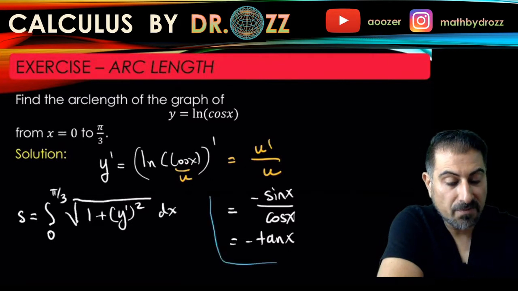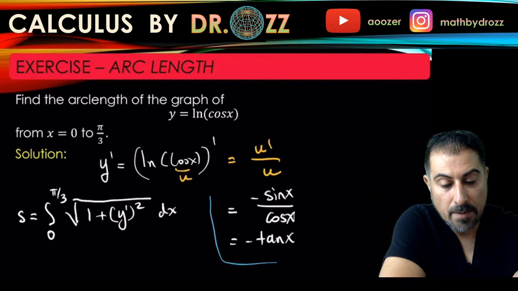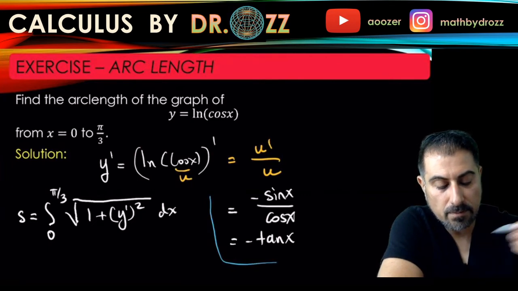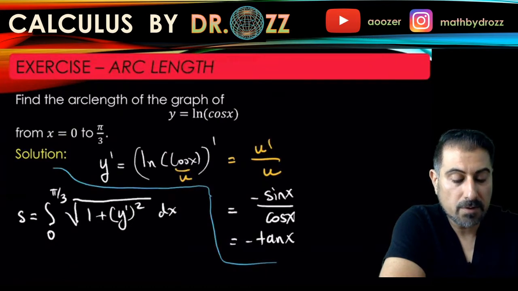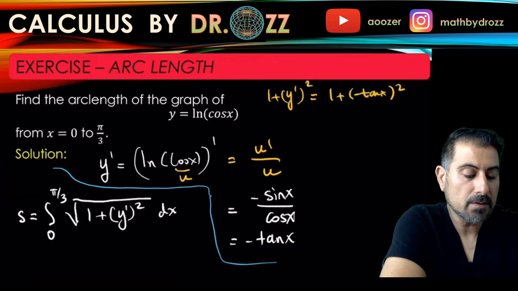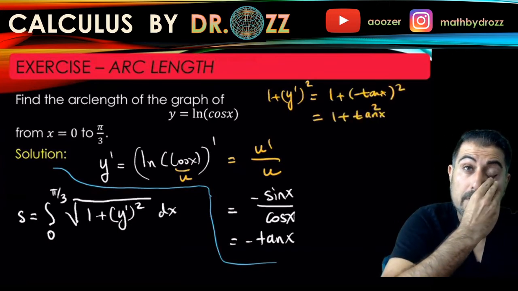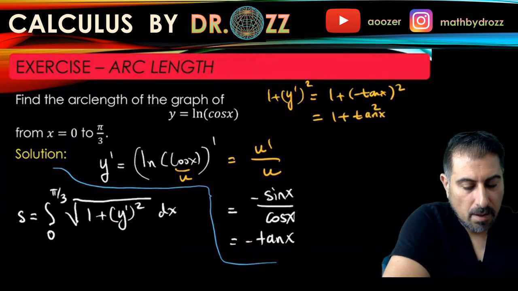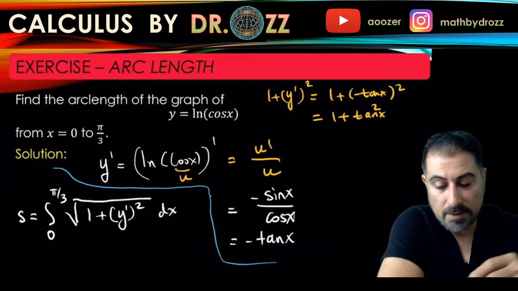So I need to simplify 1 plus y prime squared. Okay, so let me just do that right here. 1 plus y prime squared equals 1 plus negative tan x squared. That's 1 plus tan squared x. All right, so there's a Pythagorean formula for that. So 1 plus tan squared equals secant squared x.